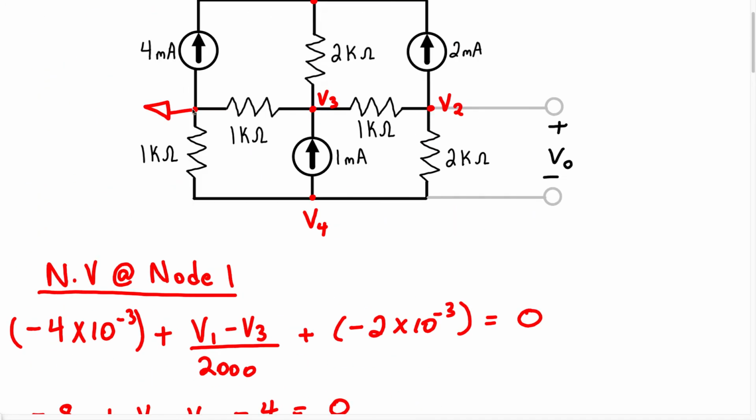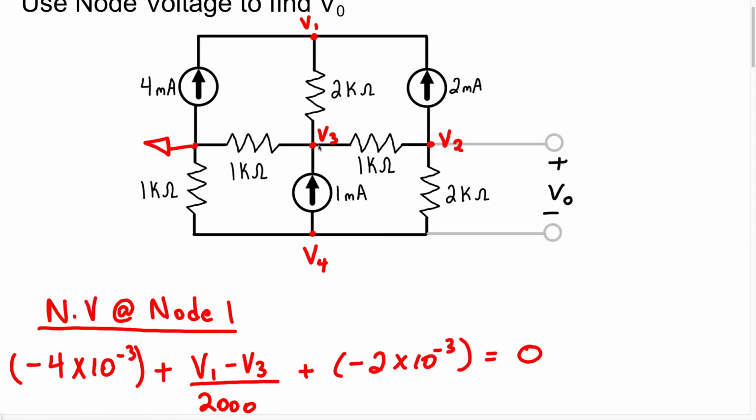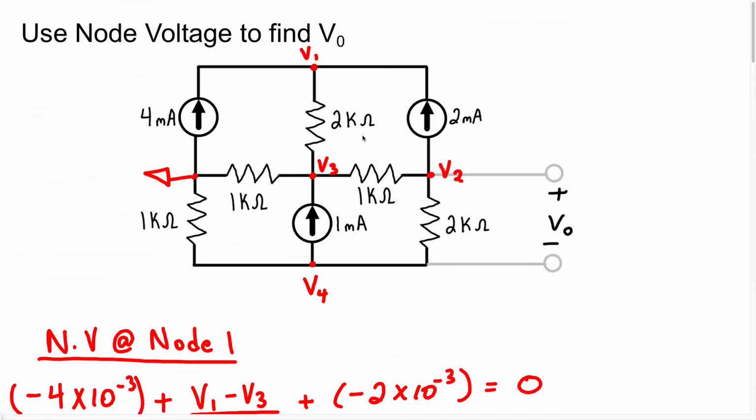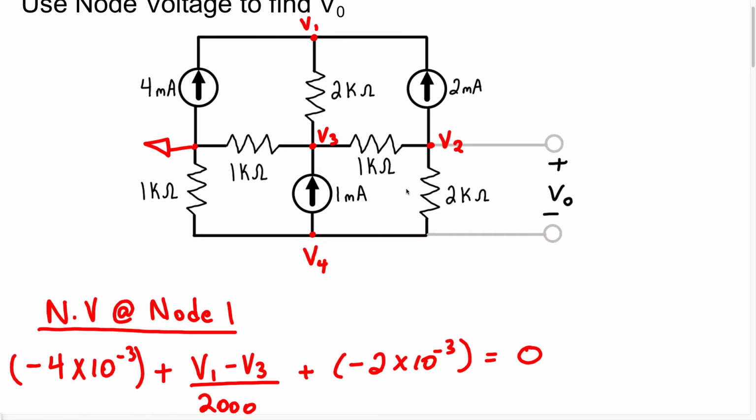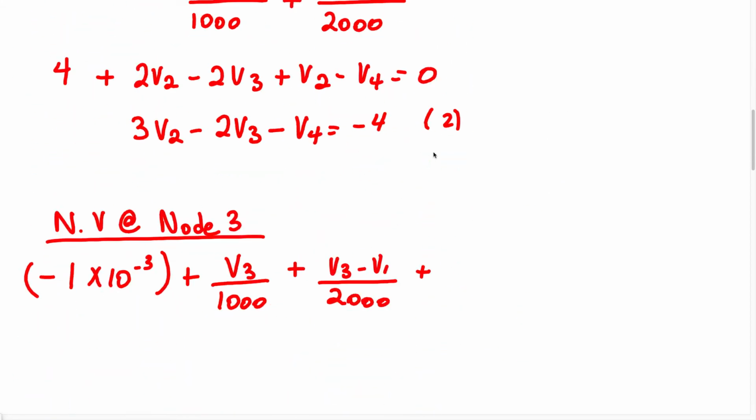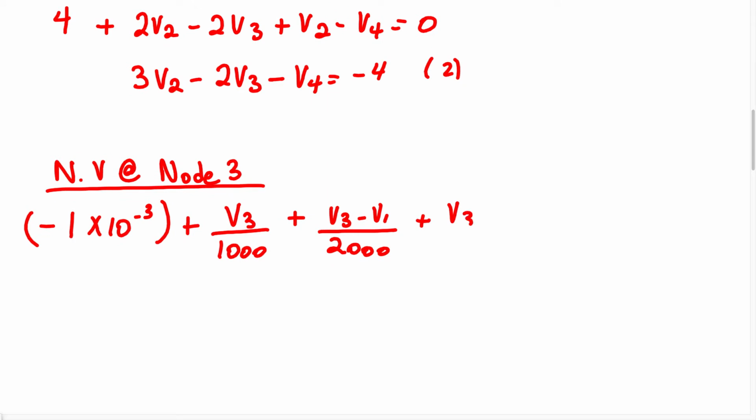Because of our reference node label here. Then we have V3 minus V1 over 2000. And we have one more current to write, which is going to be the current in this particular branch. We're going to take the voltage difference, V3 minus V2 over 1000. All of that equals 0.